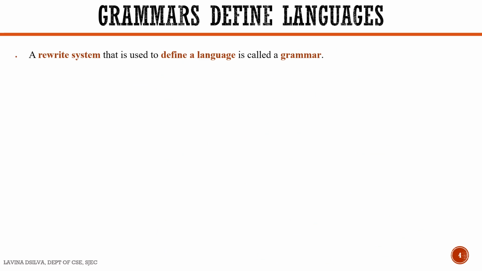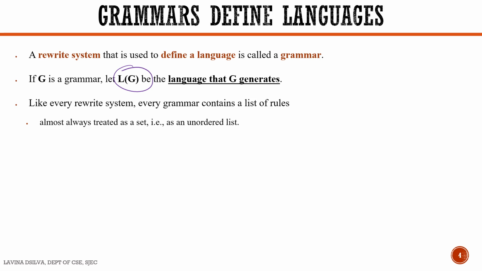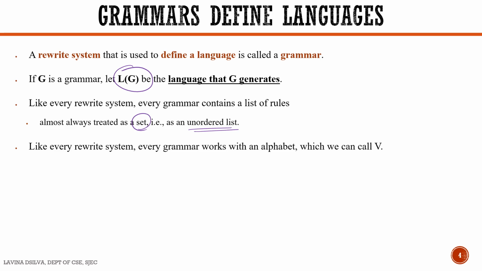Now, we know that a rewrite system that is used to define a language is called a grammar. And if G is considered as a grammar, then the language that G generates is represented as L of G. Like every rewrite system, every grammar has to have a list of rules. And this list of rules is treated as a set. So it's an unordered list.